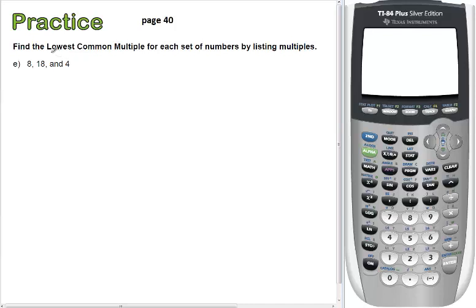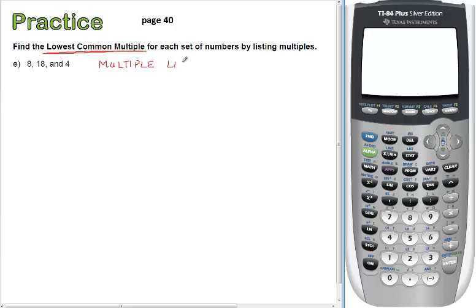It says find the lowest or least common multiple for each of the sets of numbers listed below. So for this particular set, E, it has 8, 18, and 4. Now, what is the lowest common multiple? One way to do this is what's called a multiple list.